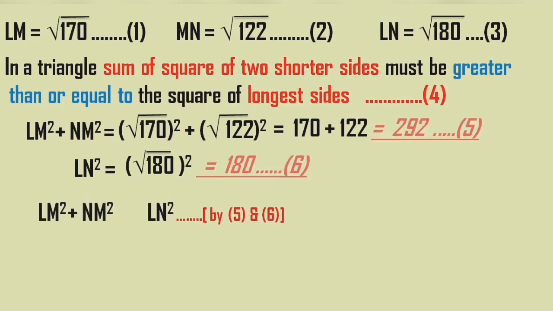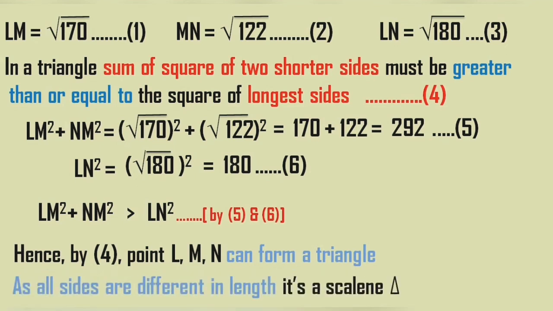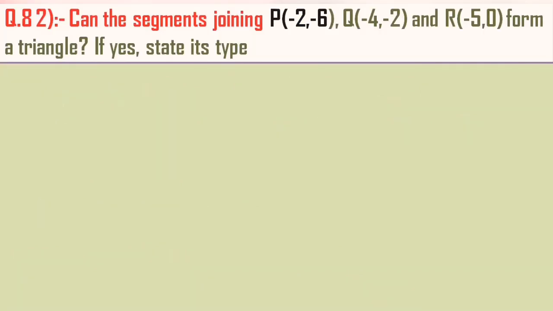Now observe 5 and 6. What can you say? LM square plus NM square is greater than or not than LN square. Yes, of course, number 5 says that LM square plus NM square is greater than LN square, and as the sum is greater, we can say that the triangle can be formed. Over here, no two sides are equal, every side is of a different length, so we can say the triangle is a scalene triangle, right? Let's do one more sum based on the same property.